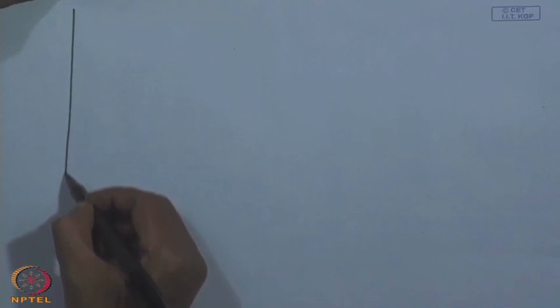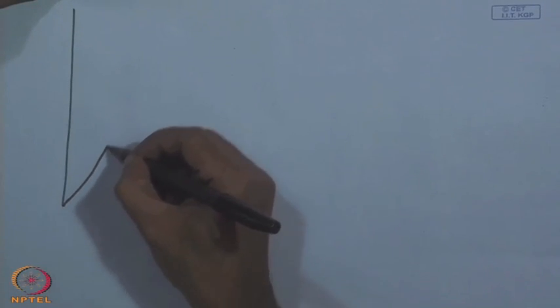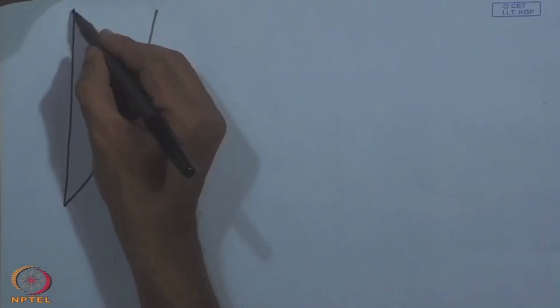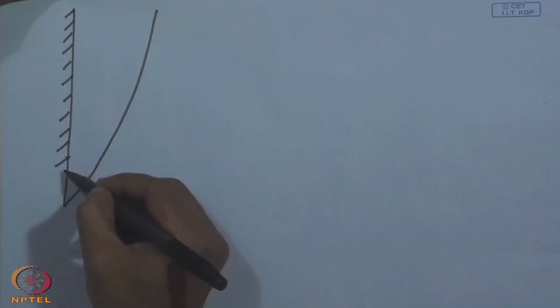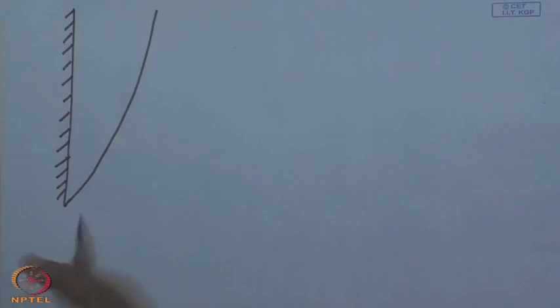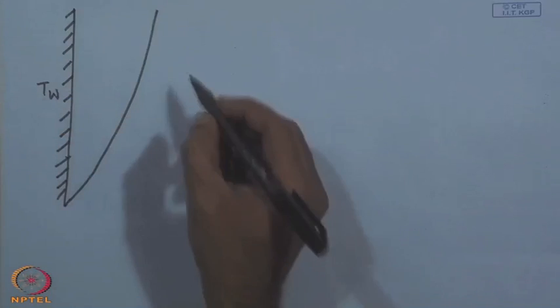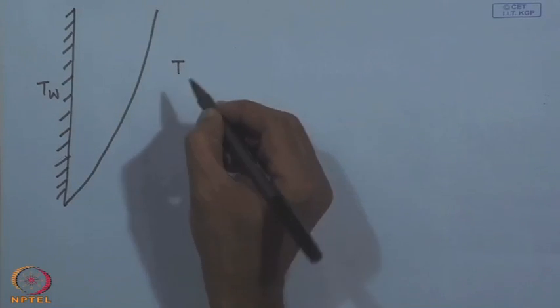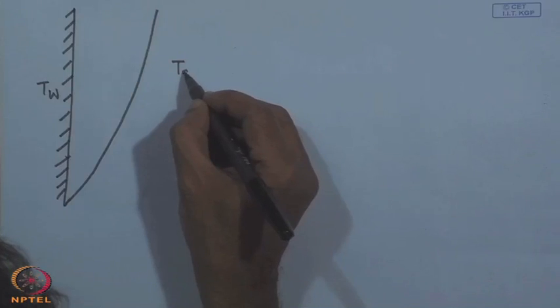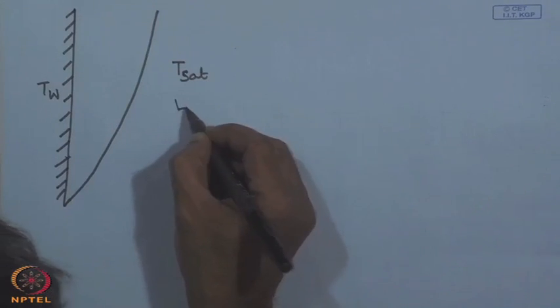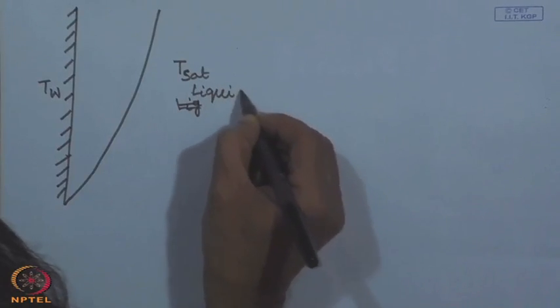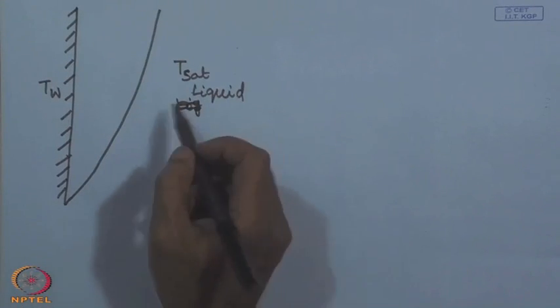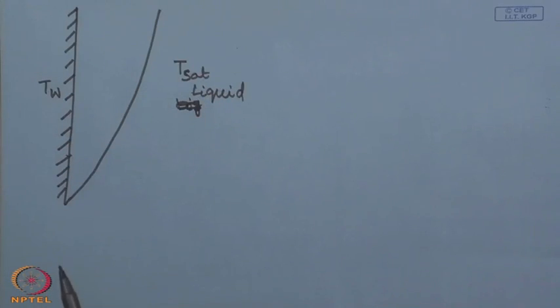Most commonly we encounter film boiling over a vertical surface, and there is a different way of estimating the heat transfer coefficient. So, this shows a vertical surface which is at a constant temperature. This vertical surface is adjacent to a liquid which is at saturation temperature. This is liquid, and as the wall temperature is quite high compared to the saturation temperature, film boiling is taking place.